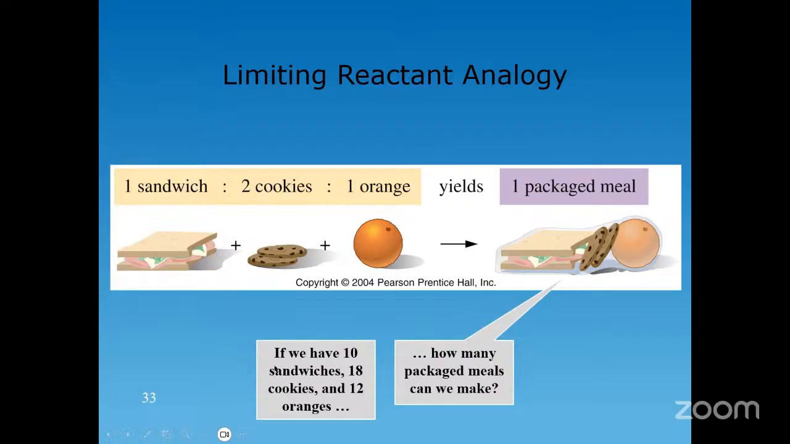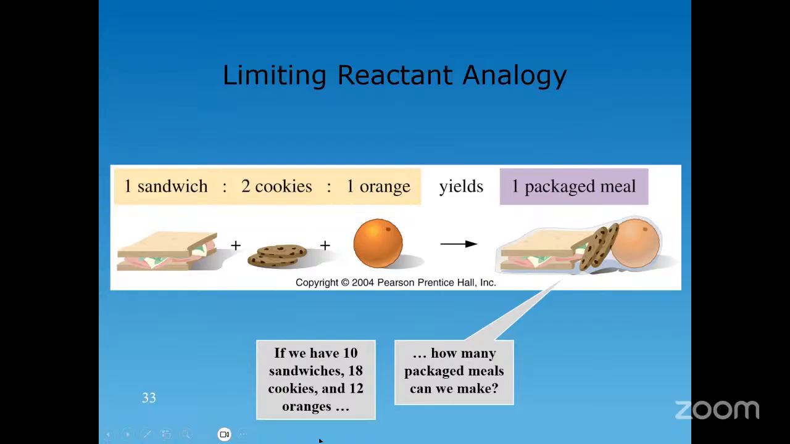Now, if you look at things from the standpoint of the 10 sandwiches, given this equation here, the 10 sandwiches would require 20 cookies, because of the 1-to-2 ratio between them. But we do not have 20 cookies. We have 18 cookies. So that would not work in terms of using up all the sandwiches to combine with the cookies.